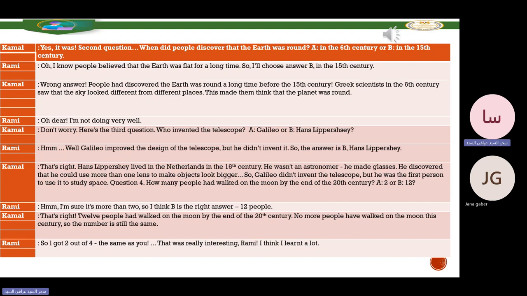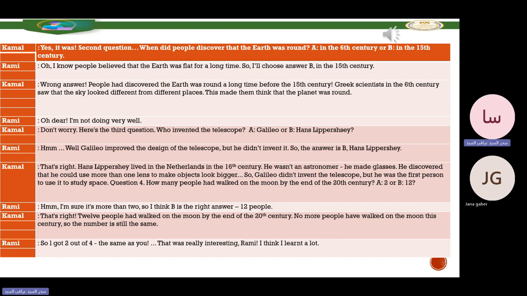Oh, I know people believed that the Earth was flat for a long time. So I'll choose answer B, in the 15th century. Wrong answer. People had discovered the Earth was round a long time before the 15th century. Greek scientists in the 6th century saw that the sky looked different from different places. This made them think that the planet was round. Oh dear, I'm not doing very well. Don't worry. Here's the third question. Who invented the telescope? A. Galileo, or B. Hans Lippershey?